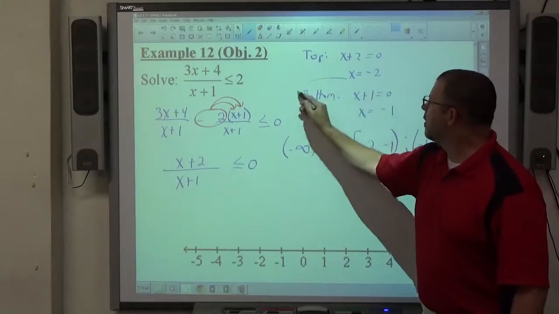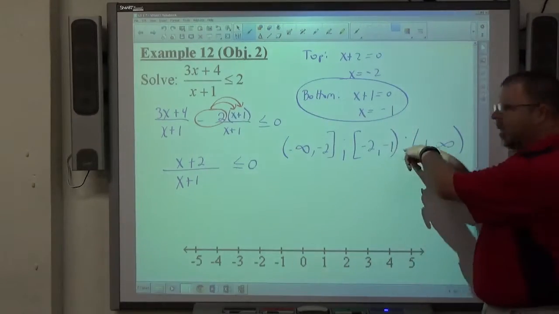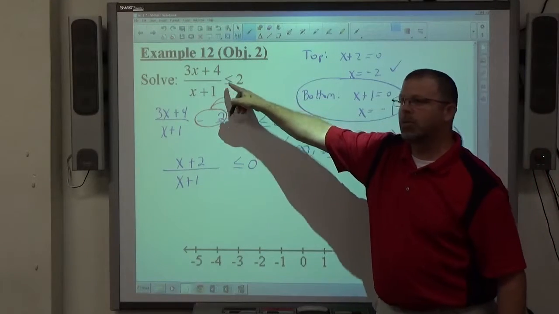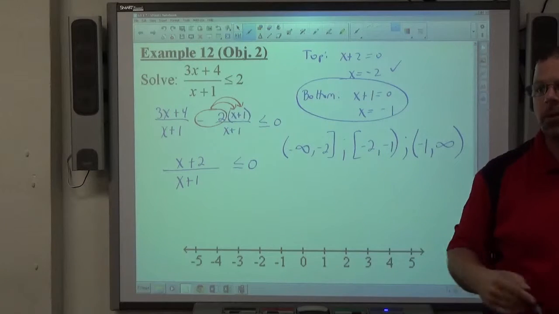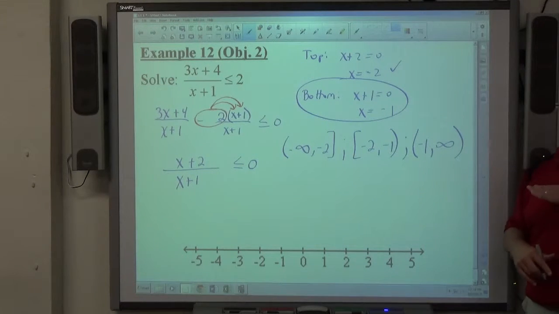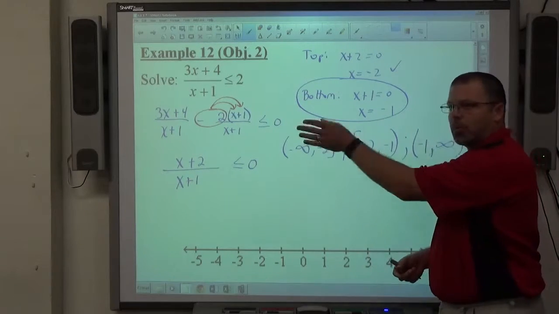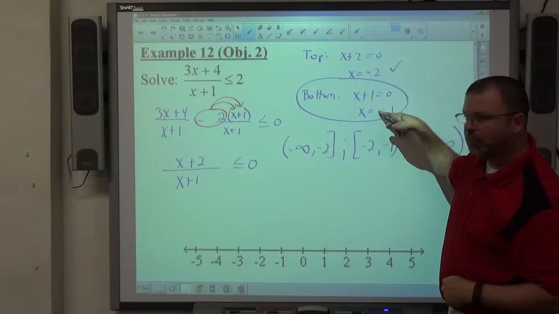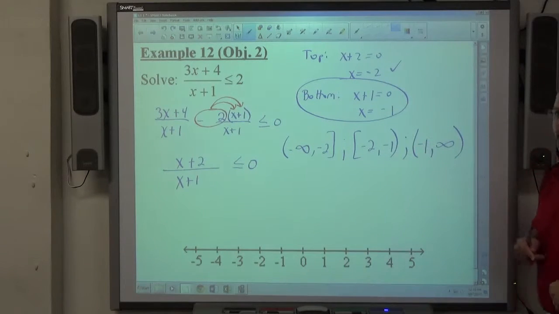So any bottom zeros, any bottom roots, get parentheses 100% of the time. Any top ones, you just have to look. If it's got an equals to, you put the bracket. If it doesn't, you put the parentheses. So the only time you really have to consider that is if there is the equals to. If it's just less than or greater than, it's all parentheses. But if it's equals to, there's brackets for top zeros, it's parentheses for bottom zeros.